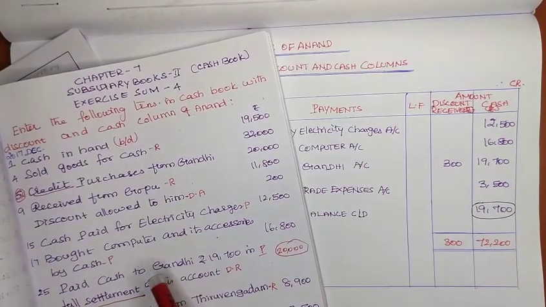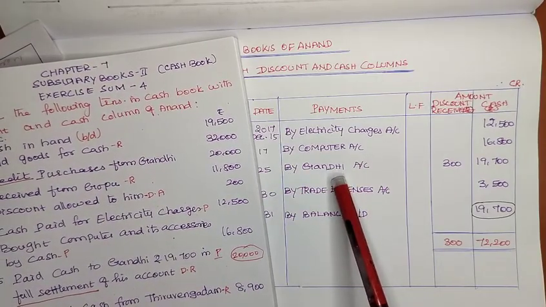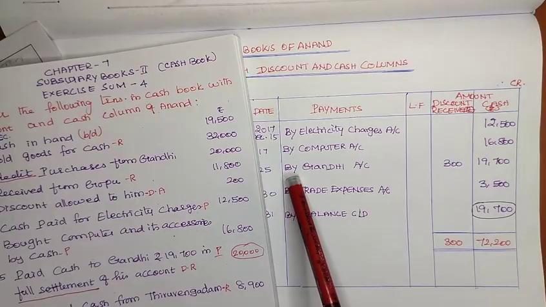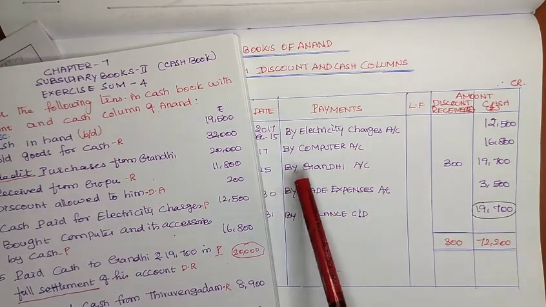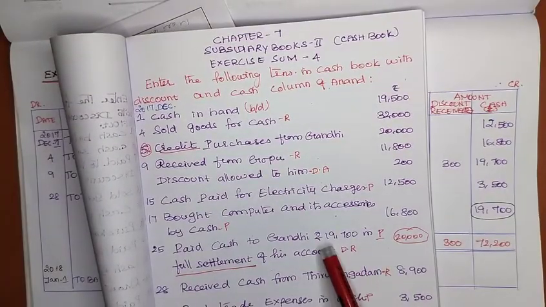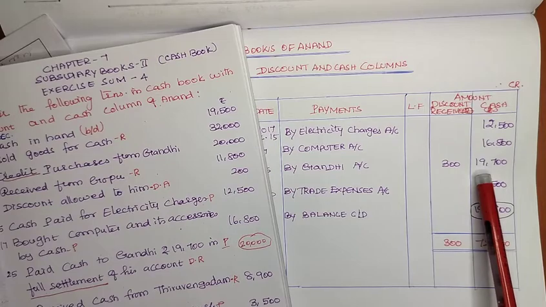To whom you made payment? To Gandhi. So you have to write the person's name, the payment side. Always started with the word by for the credit side. So by Gandhi account. How much rupees you made payment to Gandhi? 19,700. That amount you have to enter into the cash column.